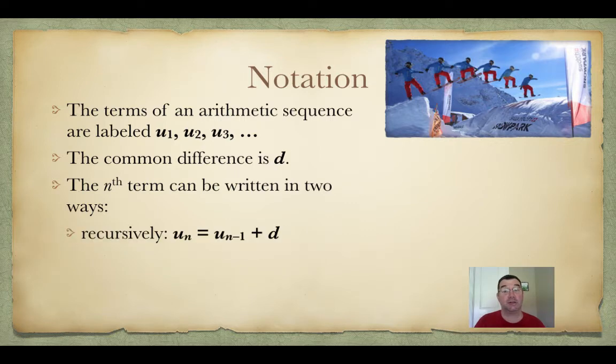You can write it recursively by referring to the term that came before. So the nth term will be the n minus 1th term, the one just before it, plus D. Or you can write it explicitly by saying that Un is equal to U1, the first term, plus D being added n minus 1 times. So that's kind of how it makes sense to think about it. To get from the first term to the nth term, D has to be added n minus 1 times.